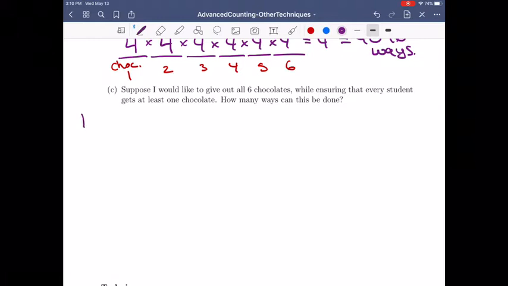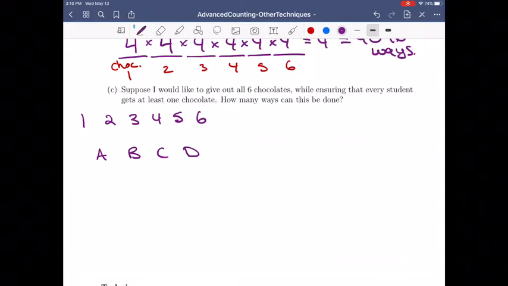So let's say I'm going to try and think about what could happen in a picture. So let's say that I have my 6 chocolates I'm going to call 1 to 6, and my 4 students I'm calling A, B, C, D. So now I want each student to get 1. Okay, so what happens if I just randomly give everyone 1? I'm going to have 2 chocolates left that I need to give out.